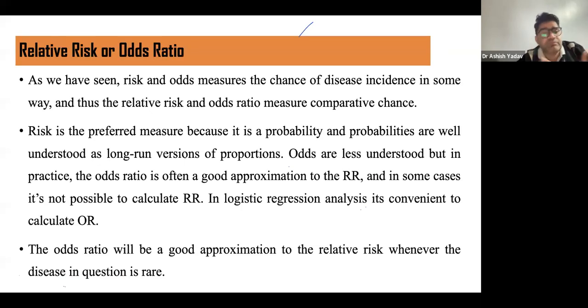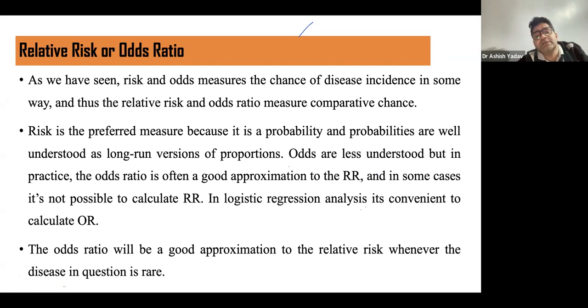Now, as we are all interested in whether we should go for a relative risk or an odds ratio, what is going to change? As we have seen, risk and odds ratio measure the chance of disease incidence in some way. Thus, relative risk and odds ratio measure comparative chance. Risk is the preferred measure because it is a probability. Relative risk is a probability measure, or in an easier sense, we can call it a proportion. Proportions are easy to understand, but once we call it odds, it is a little less understood compared to proportion. But in some cases, RR has the upper hand.